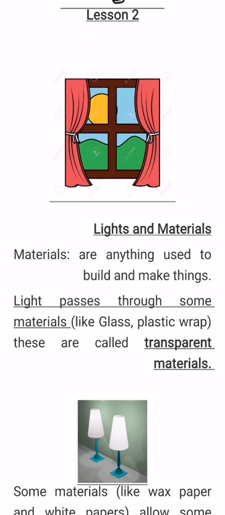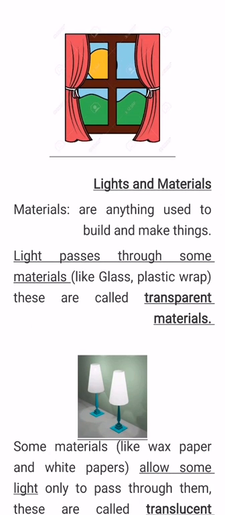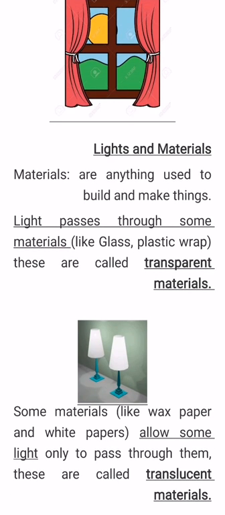Now we will start with materials. Materials are everything and anything used to build or make things. Like you can call the wood a material. Glass is a material. Metal is a material. So the material is anything you can touch with your hand and you can use to build or make different things. Now we will learn about three types of materials.